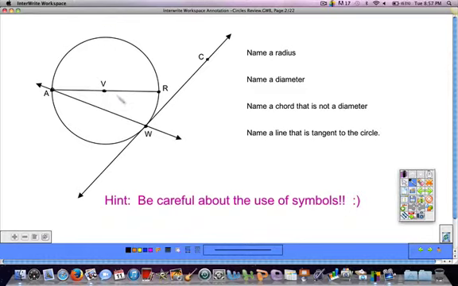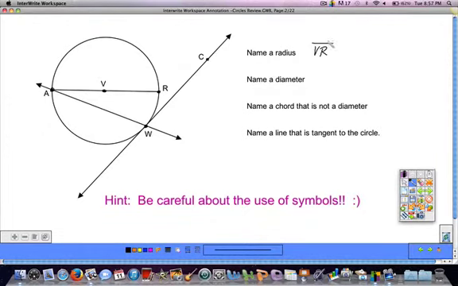All right, radius, you could say VR or RV, or AV or VA. Make sure that when you do so, you put a line like this, okay? This would not be correct because a radius does not go on forever. That would be a line.